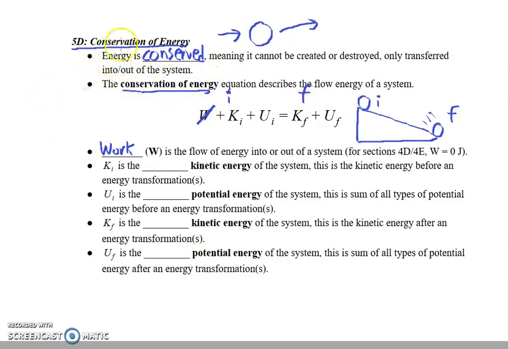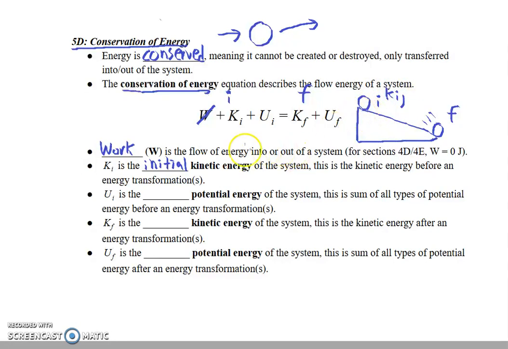The next term is Ki. Remember K is the kinetic energy, so Ki is going to be the initial kinetic energy of a system. So it's all the kinetic energy before some energy transformation, before something happened to it. In the ball with the slope example, Ki would be, okay, is there kinetic energy on the top of the slope?